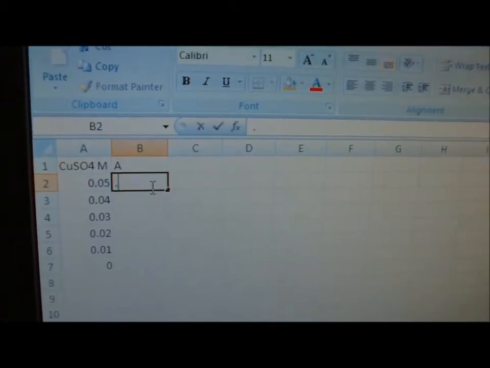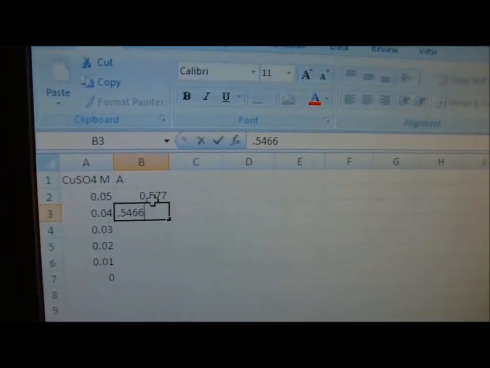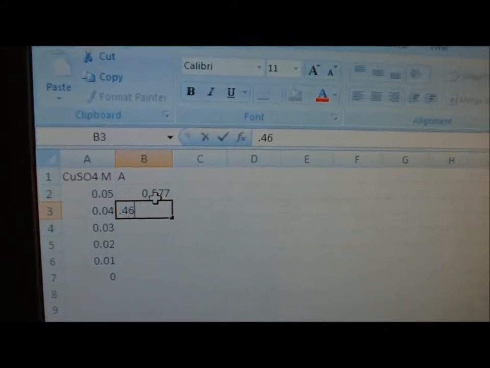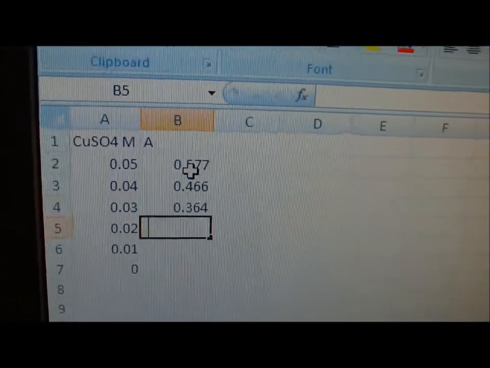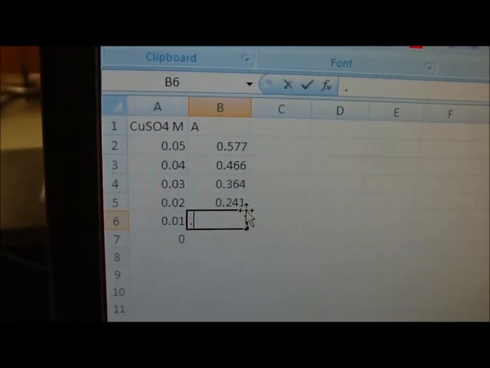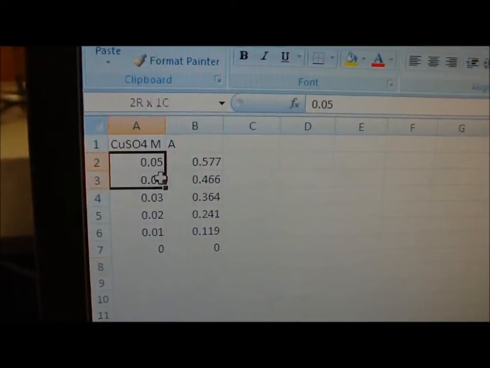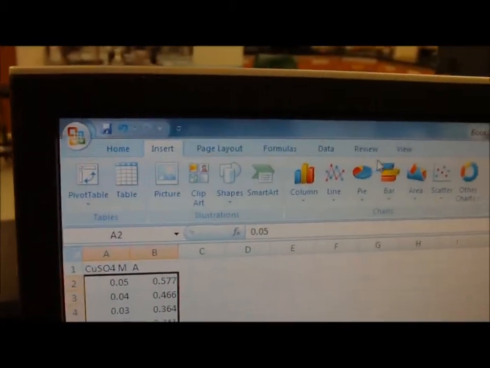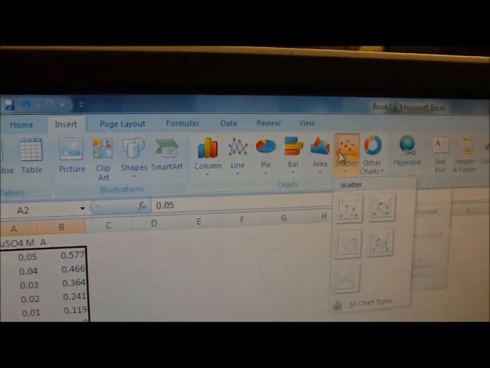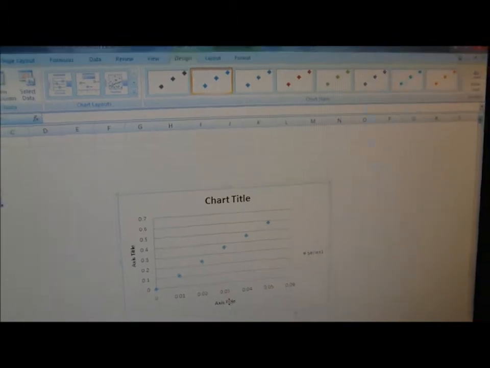All right, these are the absorption values that I got: 0.577, 0.466, 0.364, 0.241, 0.119, and then this was my blank. I blanked it to 0. Now I highlight these here and insert a scatter plot. While it's here, I can click this so that I can easily change these axes.